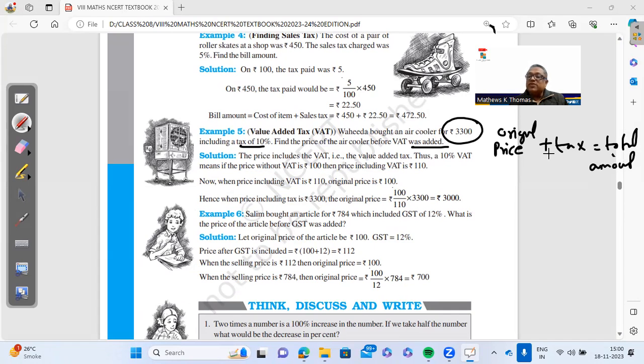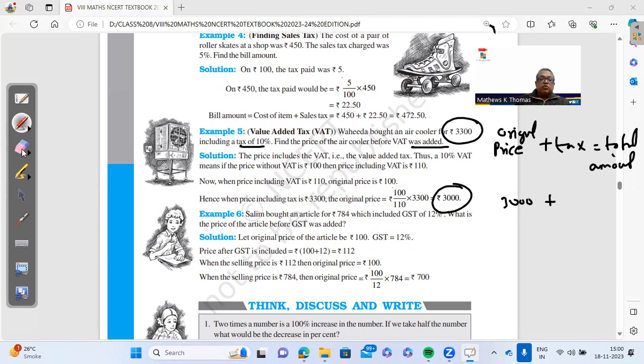So discount is always subtracted to get the total amount, that is the sale price. Whereas in case of taxation, we have to add the tax to the original price so that we get the total amount. So here, this is 3,300. This was inclusive of tax. Inclusive of tax, we had to find out the price before the tax. So when they calculated, they found 3,000 was the original price. Tax was 300 rupees, isn't it? The tax is 300 rupees, and that is why the total price was 3,300.